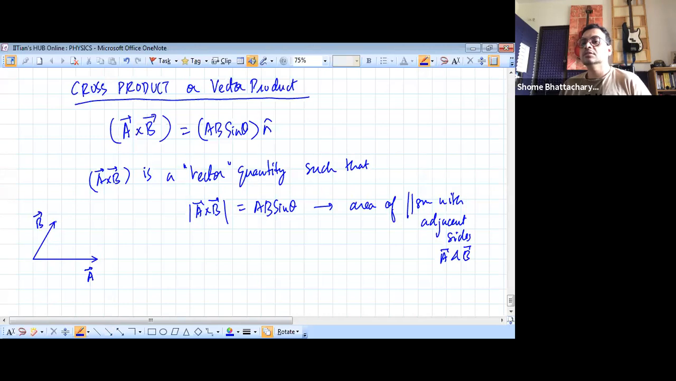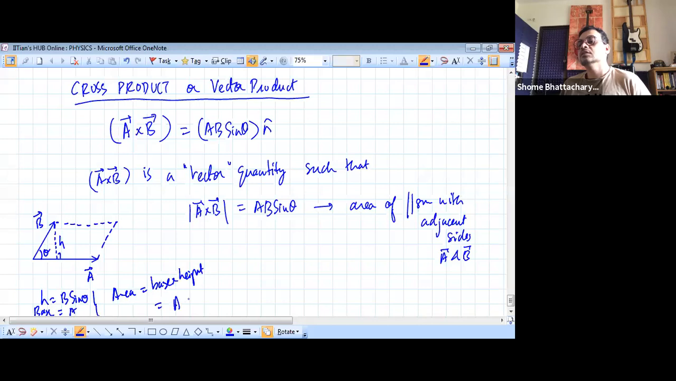Okay. If you draw a parallelogram where the vectors A and B are the adjacent sides, I'll tell you what n cap is. You draw a parallelogram like this, then we can see that this being theta, the height of this parallelogram is B sin theta, and the base is A. So area is base into height. So that is AB sin theta. So that concept comes in over here, that mod of A cross B.